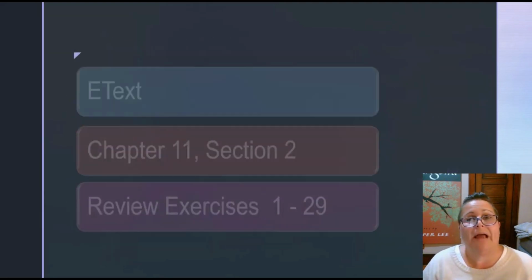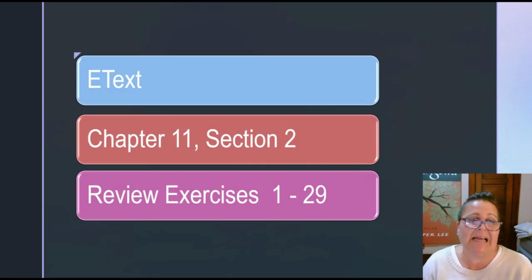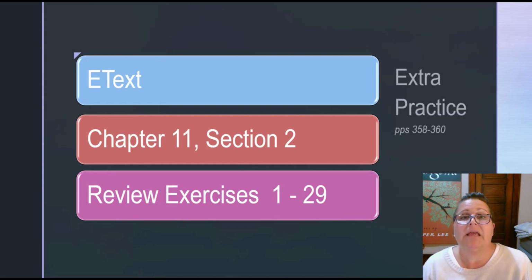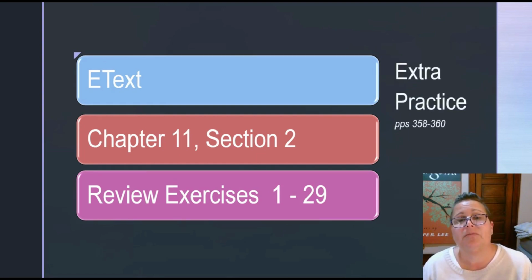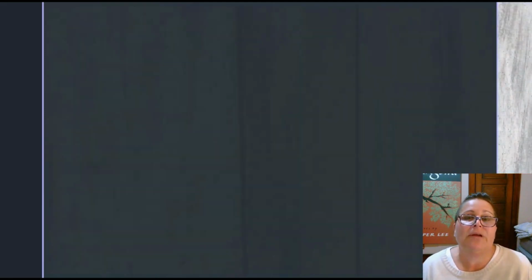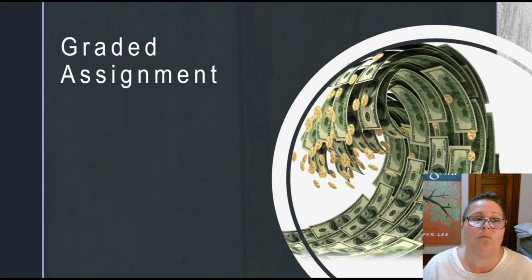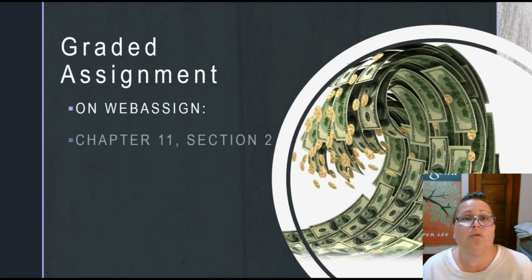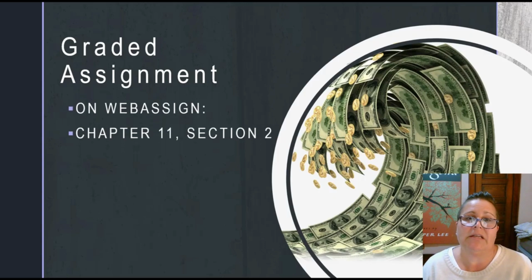There is extra practice for this section in your e-text at the end of Chapter 11, Section 2. The review exercises are, I believe, 1 through 29. If you have a physical copy of the textbook, you can find these practice problems on pages 358 to 360. There is a graded assignment available on WebAssign. It is creatively labeled Chapter 11, Section 2.